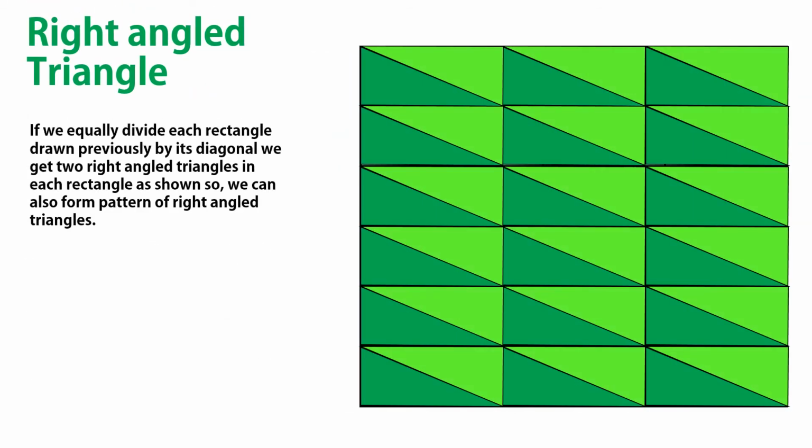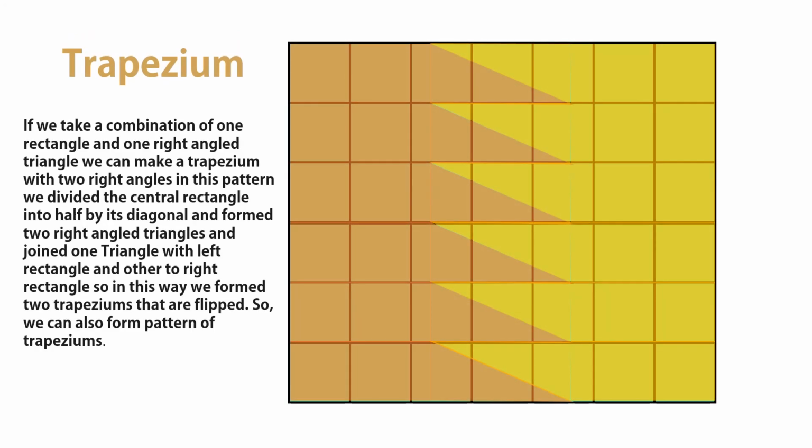If we equally divide each rectangle drawn previously by its diagonal, we get two right-angled triangles in each rectangle as shown, so we can also form a pattern of right-angled triangles. If we take a combination of one rectangle and one right-angled triangle, we can make a trapezium with two right angles. In this pattern we divided the central rectangle in half by its diagonal and formed two right-angled triangles, and joined one triangle with the left rectangle and the other to the right rectangle, so in this way we formed two trapeziums that are flipped. So, we can also form a pattern of trapeziums.